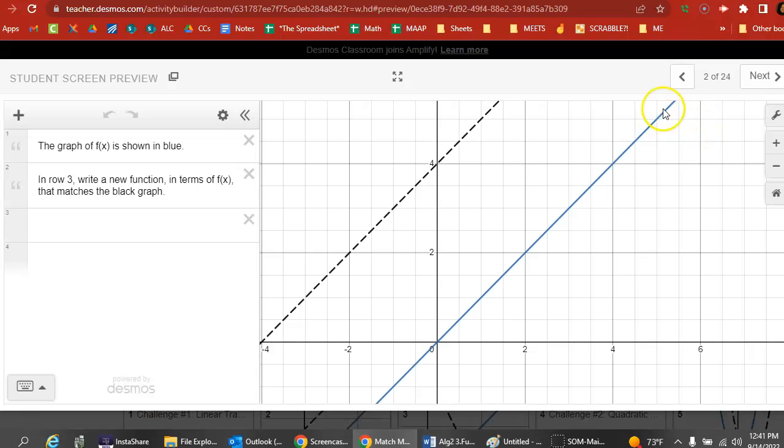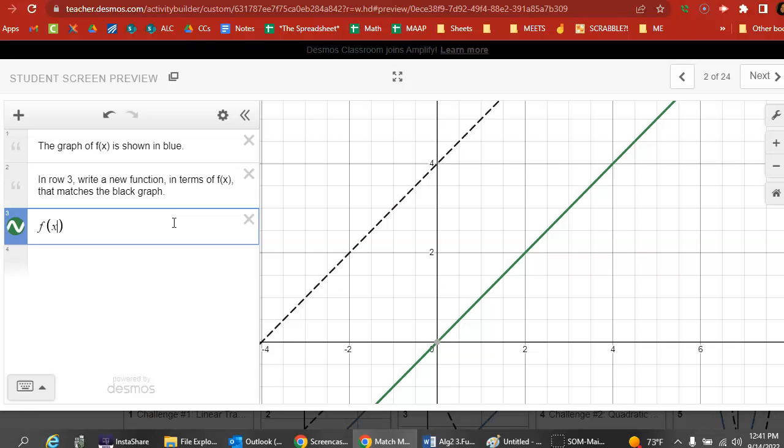So this first one here, you can see this line in blue. That is our parent function y equals x, and our goal is to write an equation that will transform to this black line here. We're going to do it in terms of f of x, so it doesn't even matter what the parent function is. If I type f of x, in green it shows me what I'm graphing.